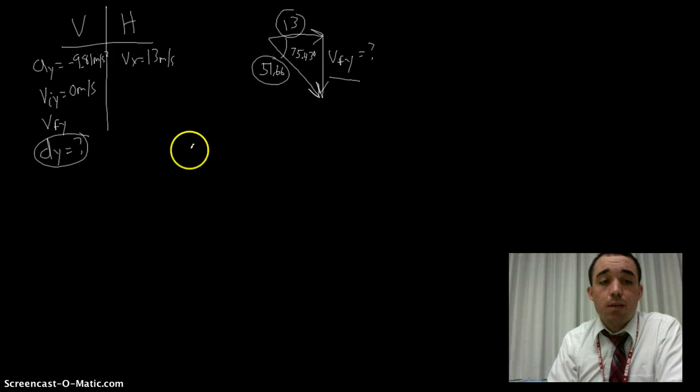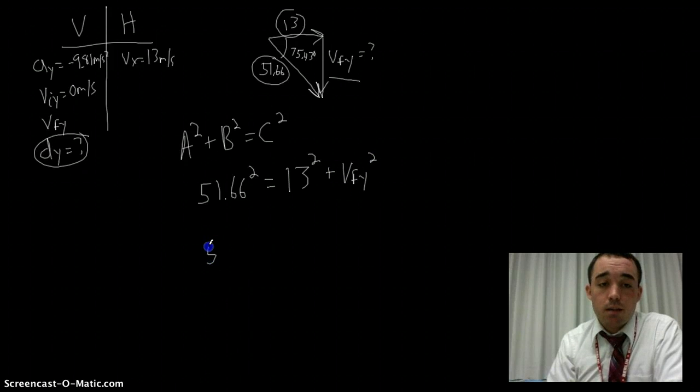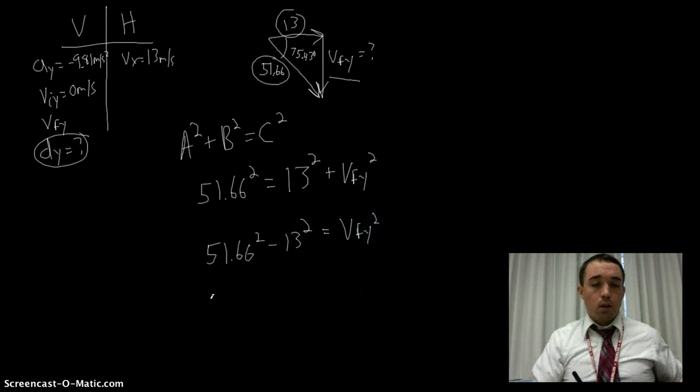But I'm going to use the trick that I have two sides of the triangle already, so I can just use Pythagorean theorem. Pythagorean theorem, a squared plus b squared equals c squared. Well, my c is the 51.66. So 51.66 squared equals, I know side A, 13 squared plus my VFY squared. That's what I'm going to solve for, so I have to subtract: 51.66 squared minus 13 squared will be my VFY squared.